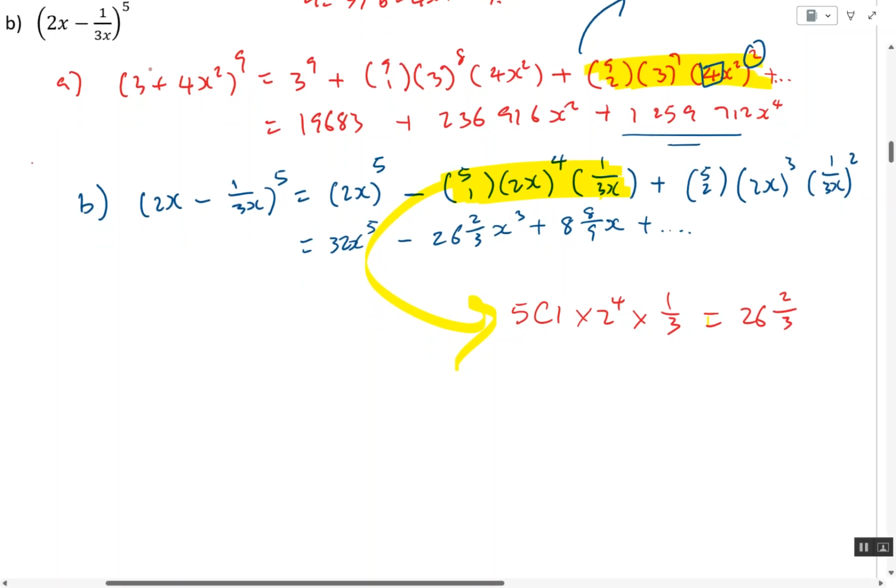How do I get the x power? This is where you use your laws of indices. x to the power of 4 times 1 over x, which means I will get x cubed, that's all. Then you do the same thing for the second example. So this is all there is for the expansion portion.